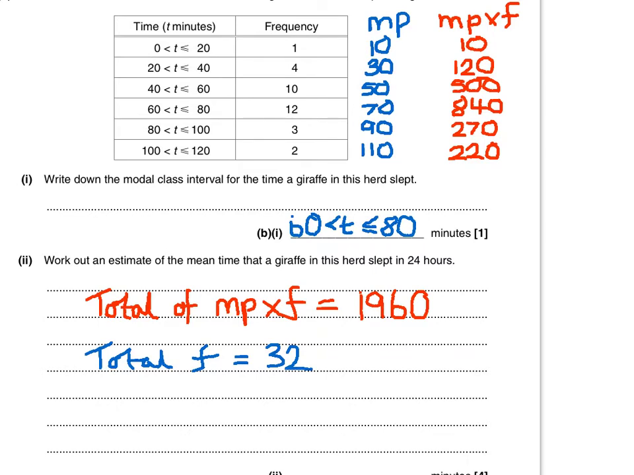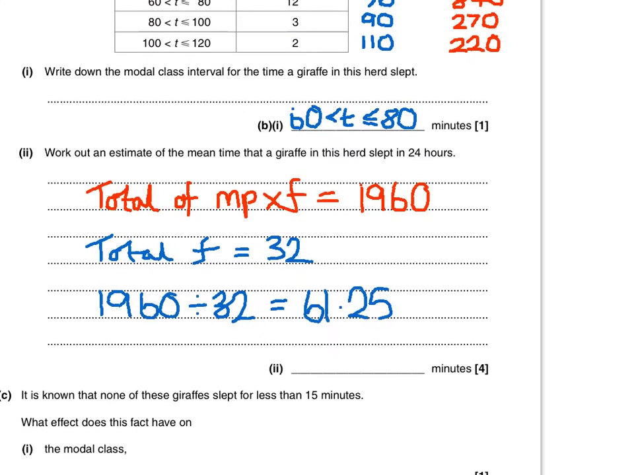So now all we've got left to do is, well, the mean is add them all up, gets 1960, divide by how many there are. There are 32, so 1960 divided by 32 should give us an answer, and that gives us 61.25. And if we look back at the data, 61.25 will be somewhere placed in and around here, which is roughly what we would expect, so it's a sensible looking answer.